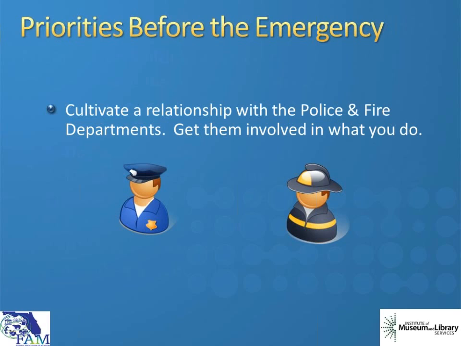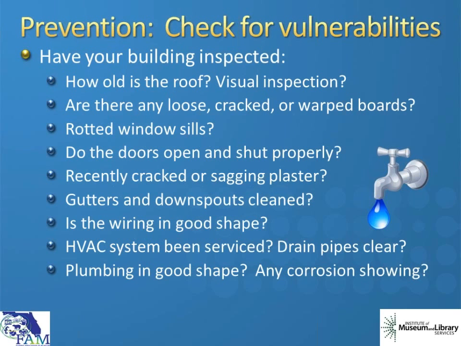I'm going through all these things because I want you to think about them as you work on the emergency plan. For your building, you need to check for vulnerability and have your building inspected. How old is the roof? Are there loose and cork boards, rotted window sills? Do the doors open and shut properly? Are there cracked and sagging plaster? Are the gutters and downspouts cleaned?